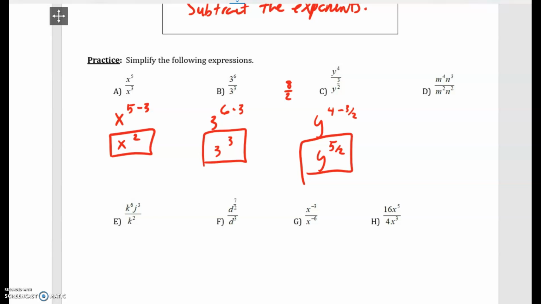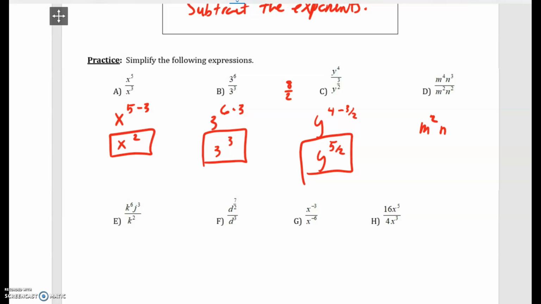Okay, letter D. Now look at letter D. I've got 2 sets of variables. I have my m's and my n's. So I'm going to focus on the m's first. If I'm looking at just the m's, I see a 4 and a 2, so I can subtract those and I get m to the second. So m to the second, and then 3 minus 2 is n to the first. Now I don't have to put a 1 up there. Anytime you have just a variable, it's an understood power of 1.